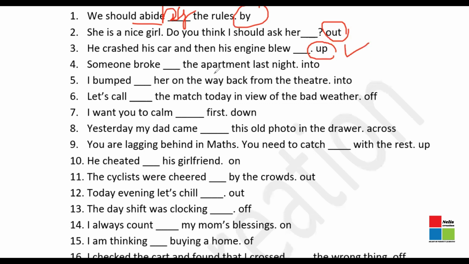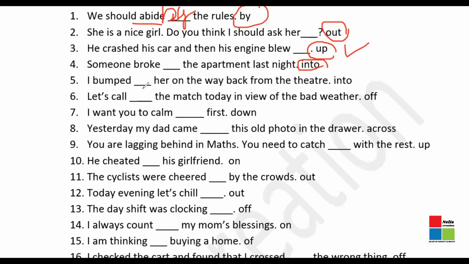Someone broke dash the apartment last night. Broke into the apartment. Broke into means forcefully when you're entering somebody's house without informing the person. It could be some robbers. It could be some unknown person. So basically, forcefully entering somebody's house.